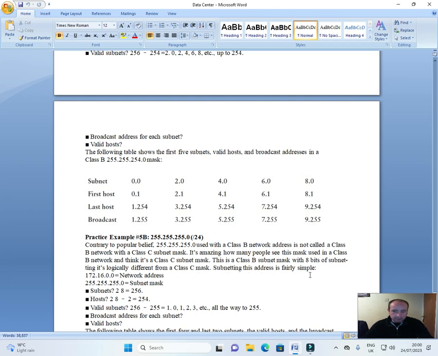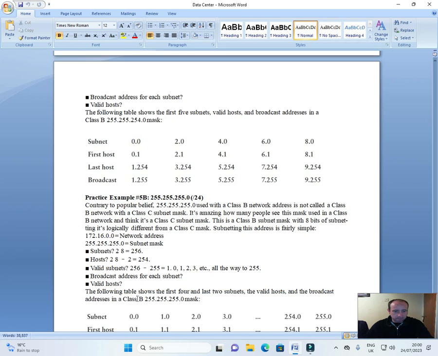Subnetting this address is fairly simple. 172.16.0.0 equals network address. 255.255.255.0 equals subnet mask. Subnets: 2^8 equals 256. Hosts: 2^8 minus 2 equals 254. Valid subnets: 256 minus 255 equals 1, so 0, 1, 2, 3, etc., all the way up to 255. Then the broadcast address for each subnet and the valid hosts.